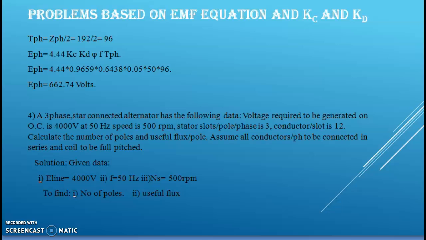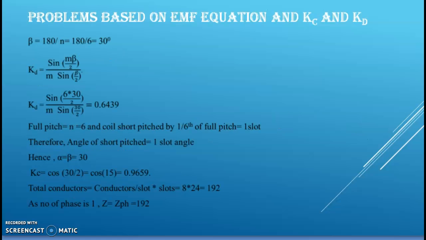Now from ZPH we will find TPH. TPH is equal to ZPH upon 2, which is equal to 192 upon 2, that is 96. So put all these values in the formula of EPH, and you will get the value of EPH as 662.74 volts. So this is a somewhat different example with the single phase alternator. And here the tricky part is that they have given the coil short pitched by 1/6 of full pitch. You have to take care of this.